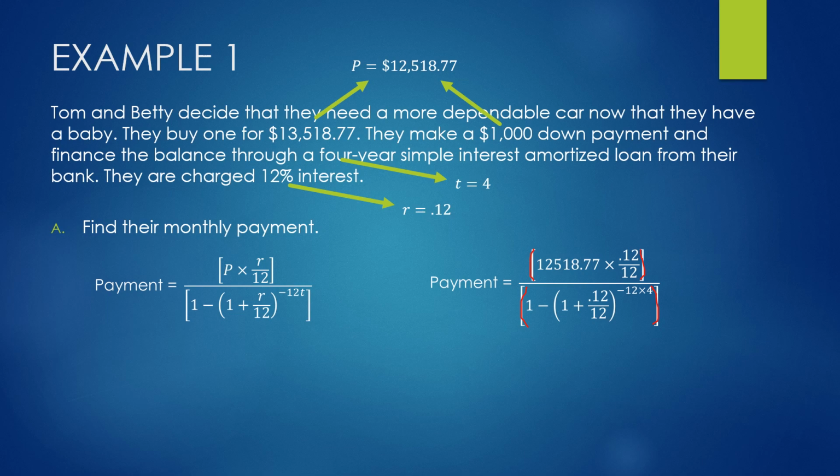12,518.77 times 0.12 divided by 12. The 0.12 comes from the interest rate. And in the denominator we have parentheses, 1 minus, then another set of parentheses, 1 plus 0.12 divided by 12, raised to negative 12 times 4. Now what you're going to do next, every single time, is multiply out the exponent first. Always do that first. Multiplying negative 12 times 4 gives you negative 48. Let me just get rid of these lines here.